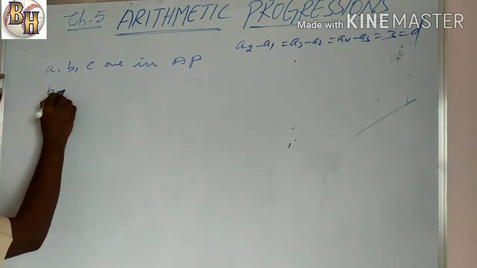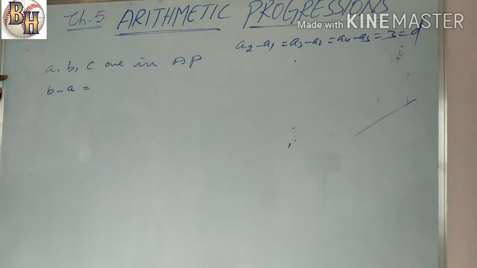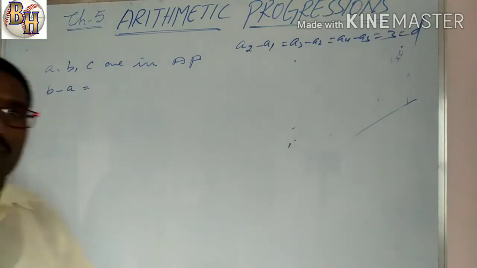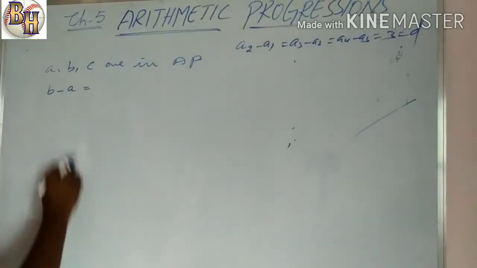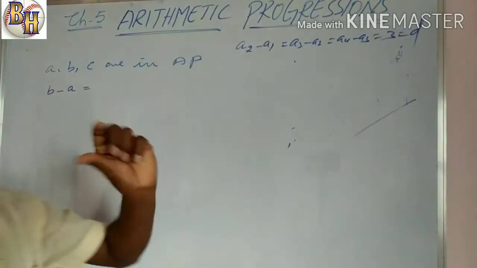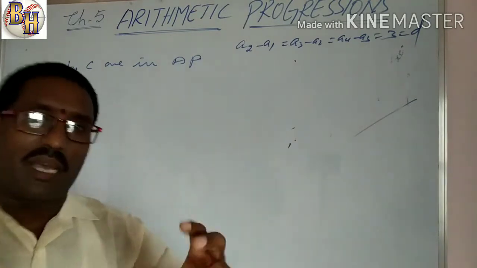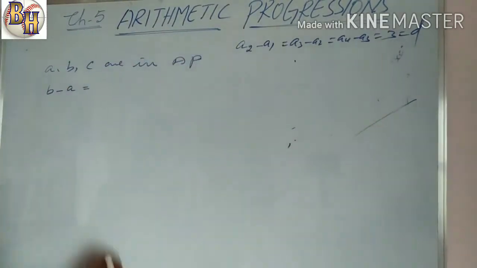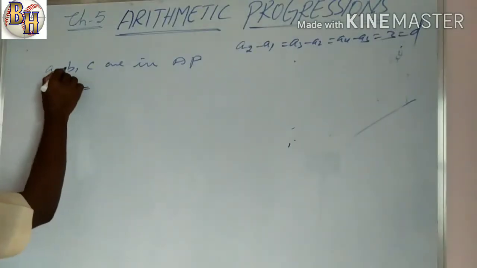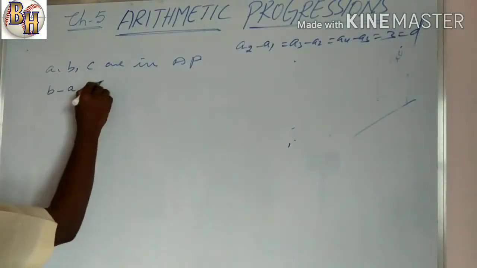See, B minus A is equal to second term minus first term, or third term minus second term, like that. A, B, C, three terms are in AP. The three numbers are in AP form. Okay, then how to write? B minus A is equal to C minus B.